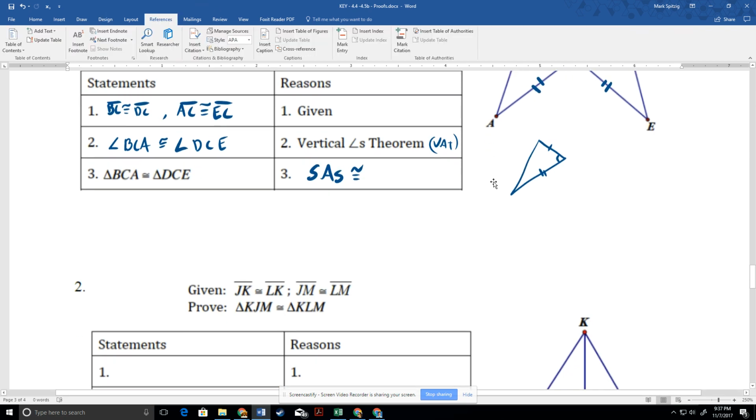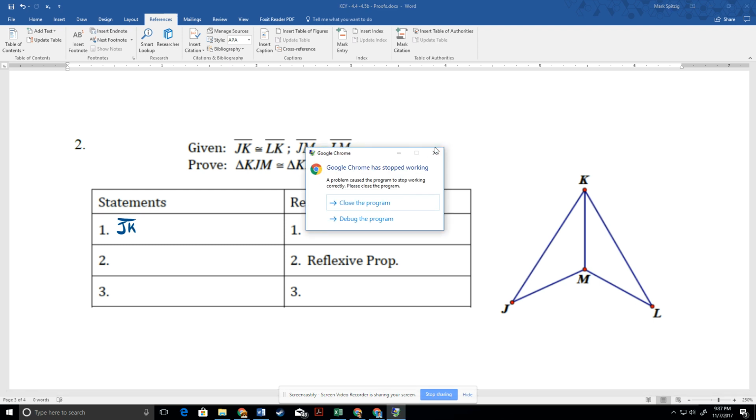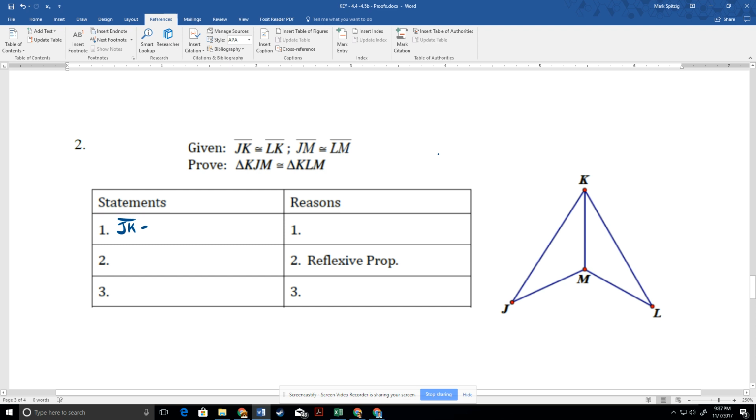All right, next one here. We have some givens here. We have JK is congruent to LK. And also JM is congruent to LM. Because they have the same reason, which is given in this case, we can keep them in the same step. So yes, we do know that is given, but again, just writing it down is not good enough. We need to put it on the diagram. So we have JK is congruent to LK, and JM is congruent to LM.